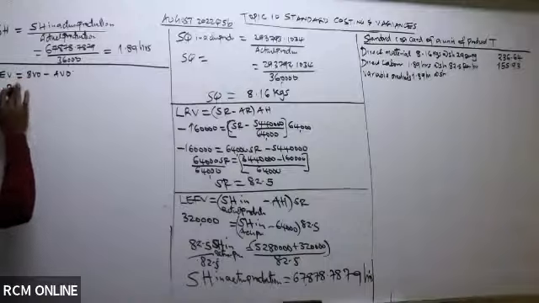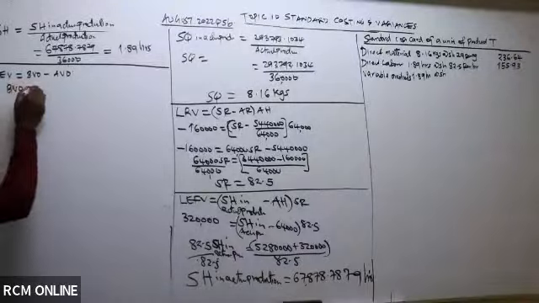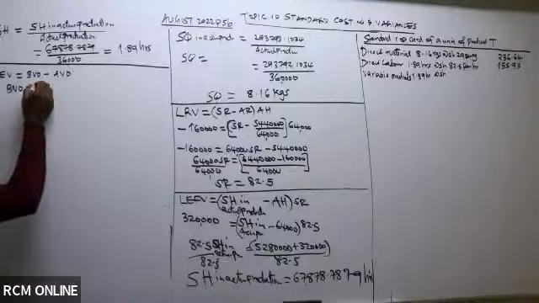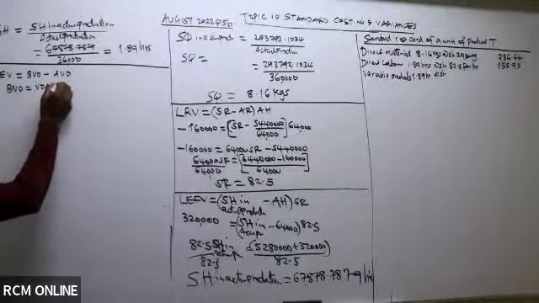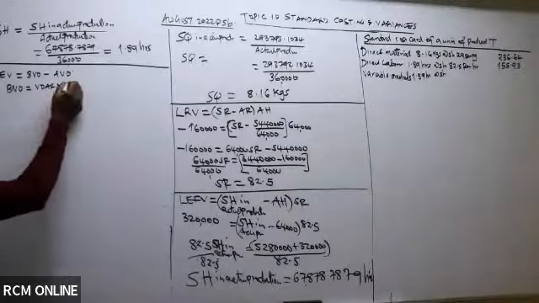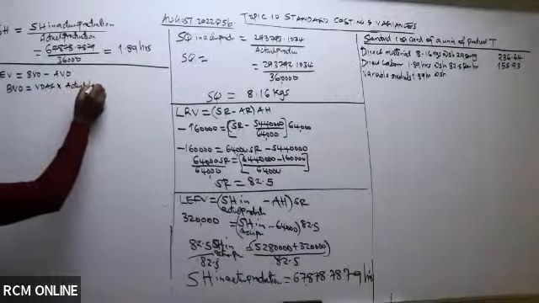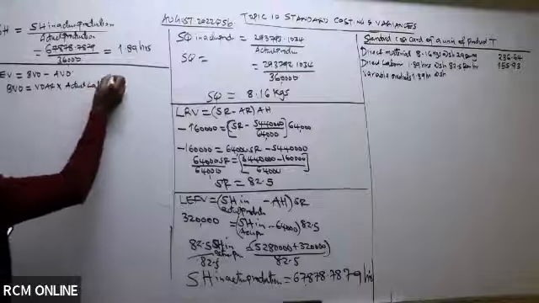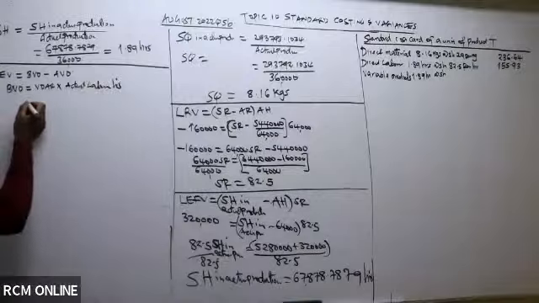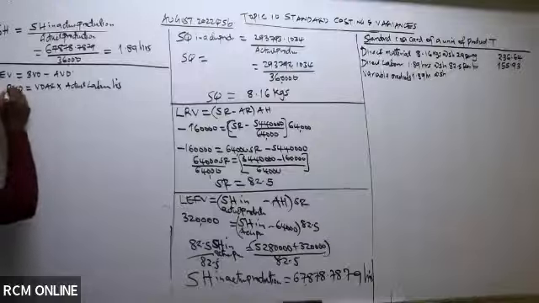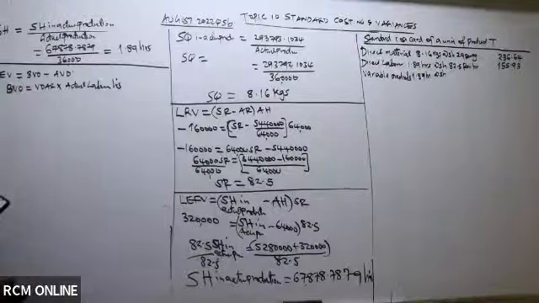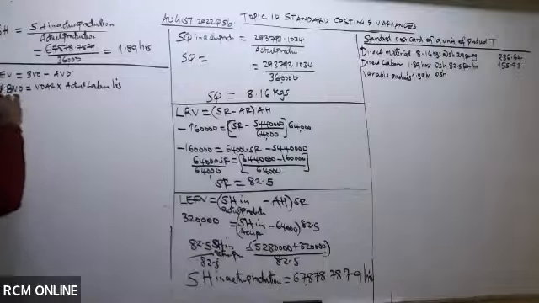Budgeted variable overhead is equal to variable overhead absorption rate multiplied by actual labor hours, right? So can we get this? Do we have budgeted variable overheads? We don't have that. Do we have variable overhead absorption rate? We don't have that. Do we have actual labor hours? Yes. So you can clearly see we cannot follow this route.